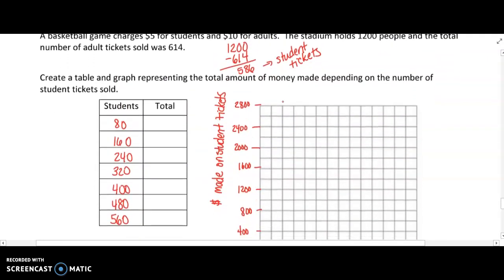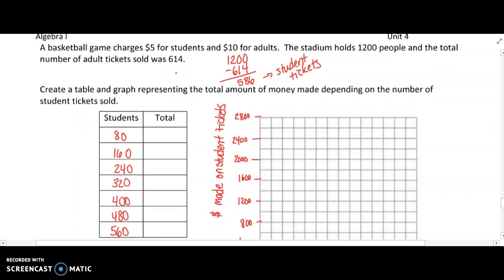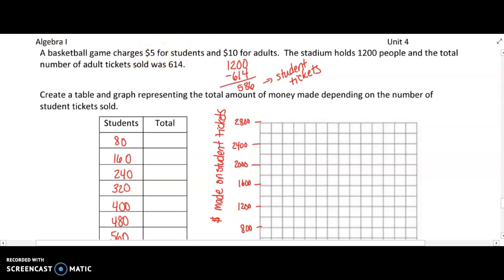Okay, so I want you to see if you can find out the total. How much is the total for the student tickets? Read up here how much student tickets are, and then fill in that total. And just pause your video and come back and fill in that table for the total. Okay? All right. See you in a second.